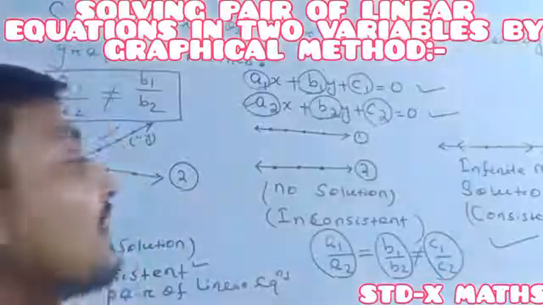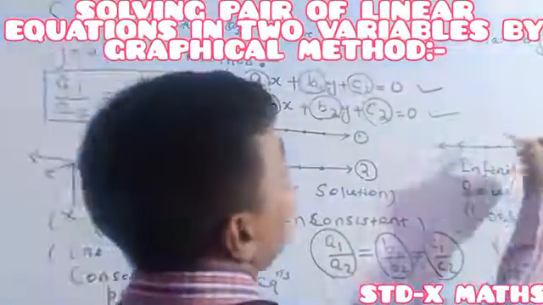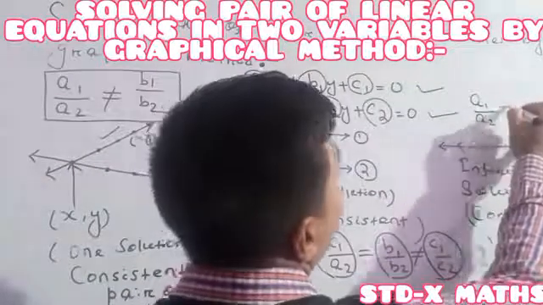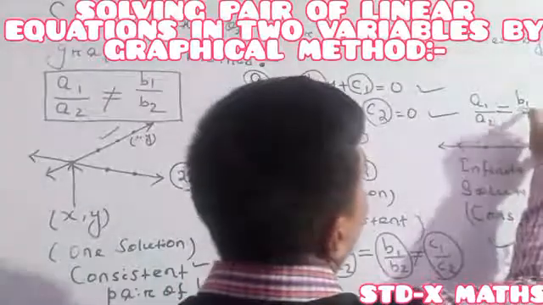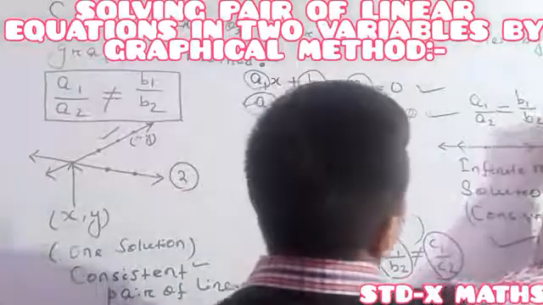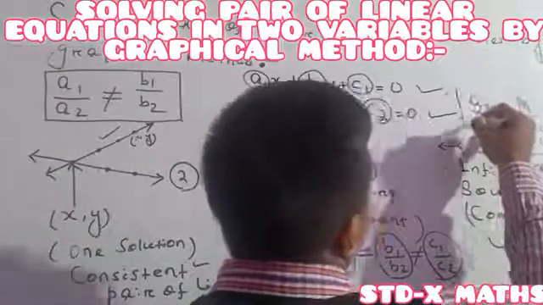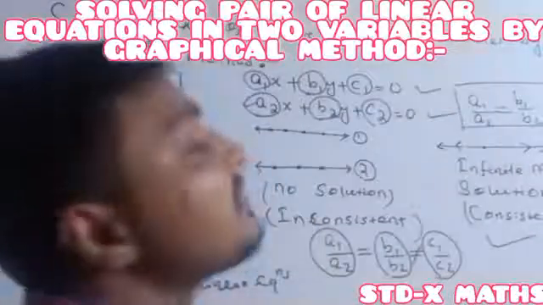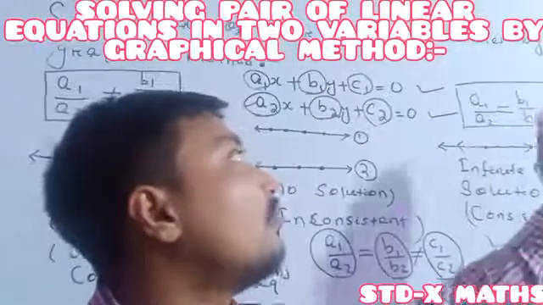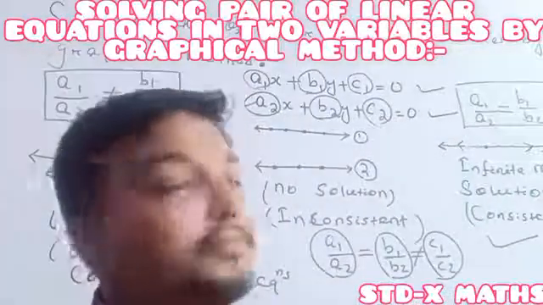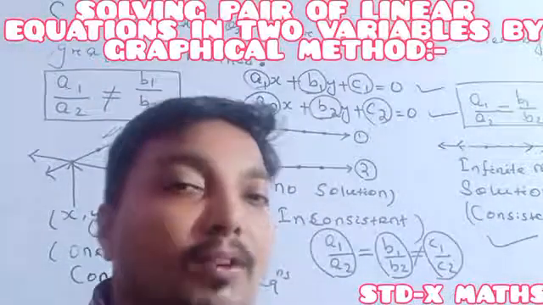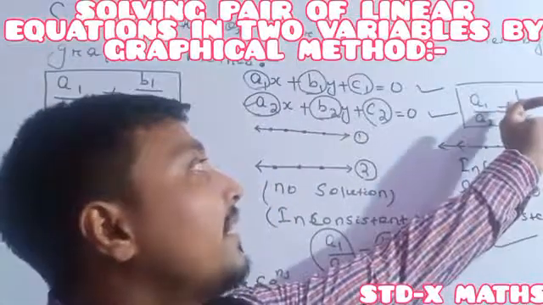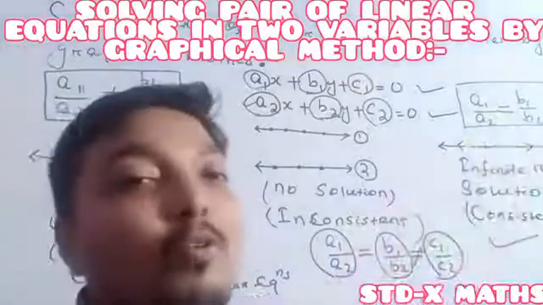Ready? And in the third situation, remember, a1 divided by a2 is equal to b1 by b2, which is equal to c1 by c2. So whenever the ratio of the coefficients of x of both linear equations is the same as the ratio of the coefficients of y, and also the same as the ratio of the constants, then the graphical representation will be coincident.